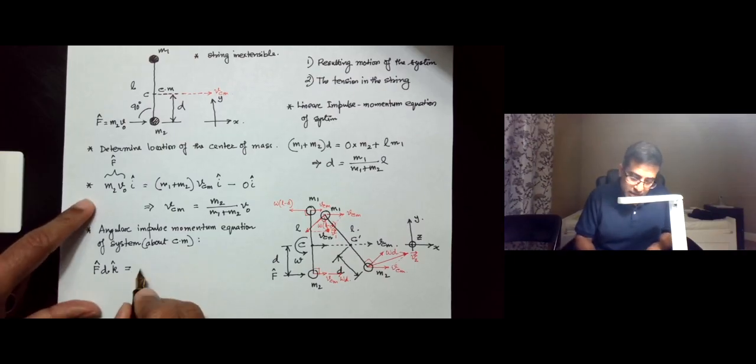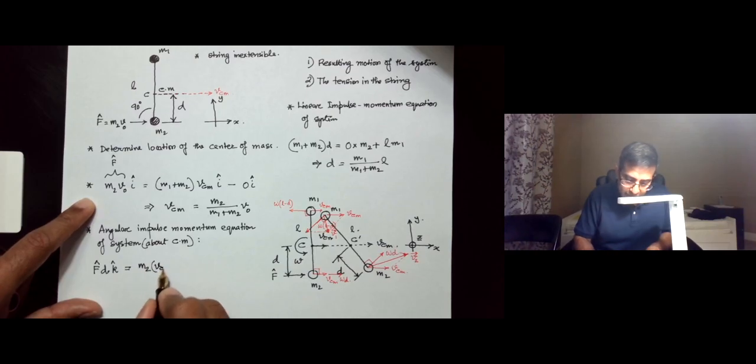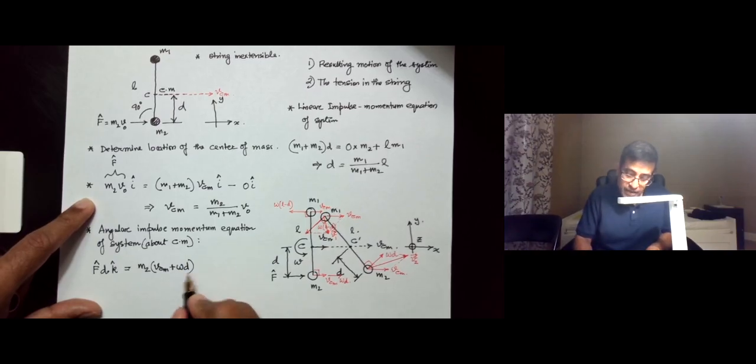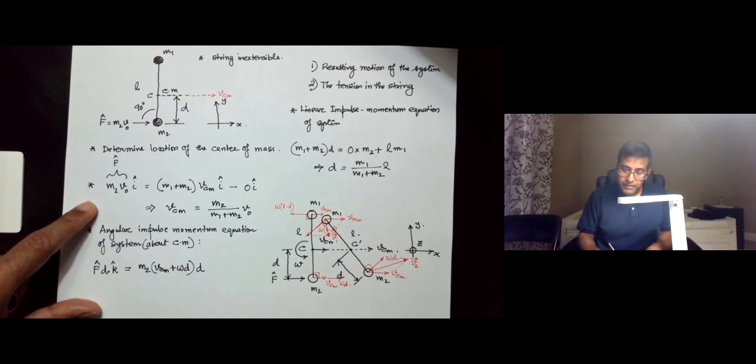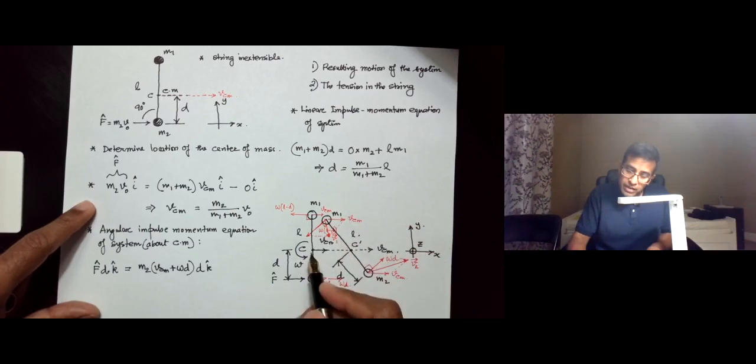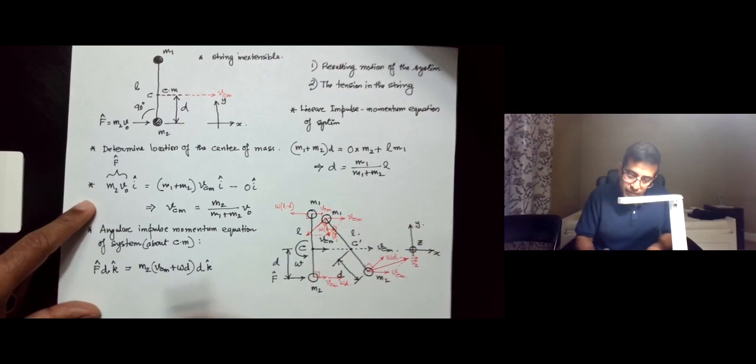So you can see that the angular momentum of M2 is going to be M2 (VCM plus omega times d). We do not know what omega is. Our goal is to find it out. And the distance is d. Okay, and this is in the k direction, right, and both of them are going in the positive direction, so it's producing a turning effect in the k direction.